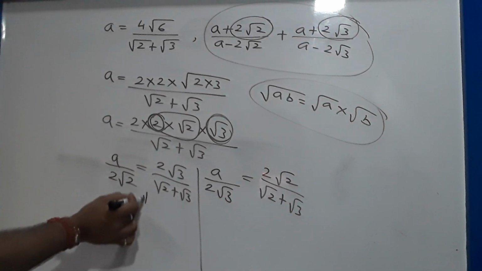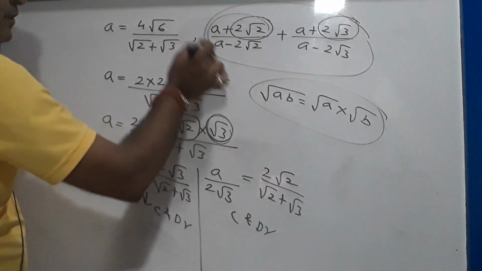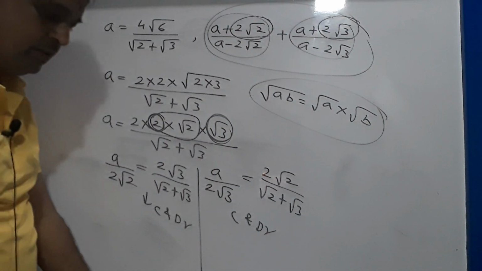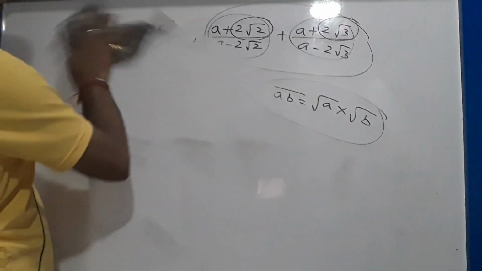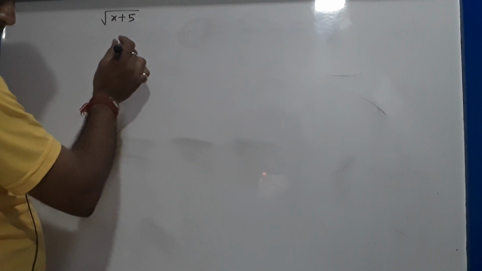And then apply the C and D rule on both sides. Get this value. Simplify. Understood? So such types of questions are important. Then it comes, using the properties of proportion, solve for x. Let us take root x plus 5 plus root x.